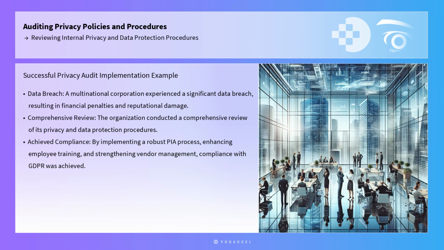An illustrative example of successful privacy audit implementation is the case of a multinational corporation that experienced a significant data breach, resulting in substantial financial penalties and reputational damage. Following the breach, the organization conducted a comprehensive review of its privacy and data protection procedures, utilizing the tools and frameworks discussed earlier. By implementing a robust PIA process, enhancing employee training programs, and strengthening vendor management practices, the corporation not only achieved compliance with GDPR, but also restored stakeholder trust and improved its overall data security posture.